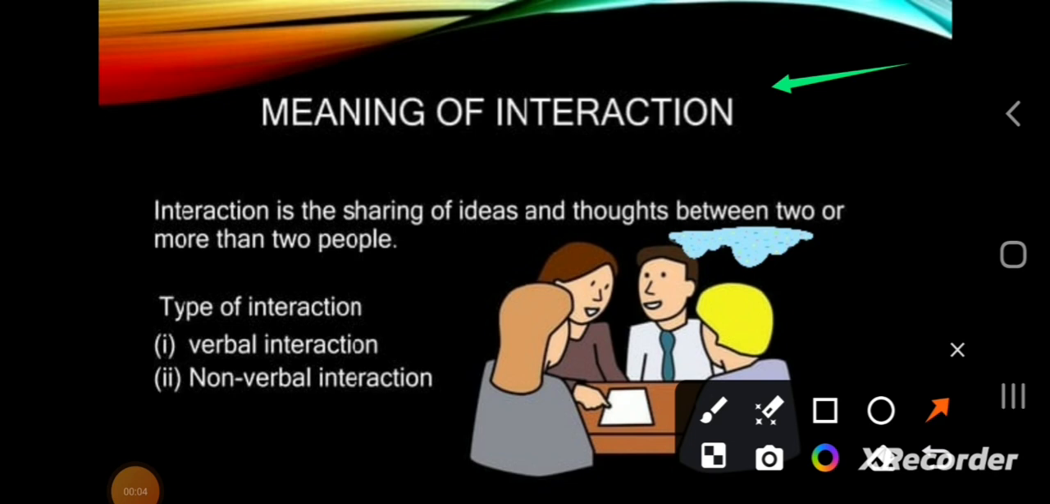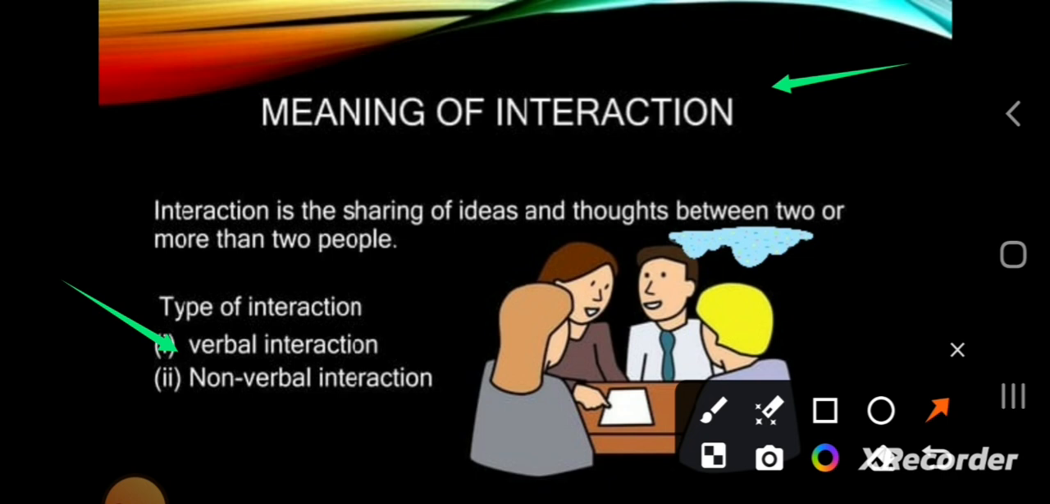Meaning of interaction. Interaction refers to the process through which individuals communicate, exchange ideas, and share thoughts with each other. It involves a dynamic and reciprocal relationship where participants influence each other's responses and behaviors. Types of interaction. Verbal interaction involves the use of spoken or written language to communicate. It includes conversations, discussions, interviews, and written correspondence.